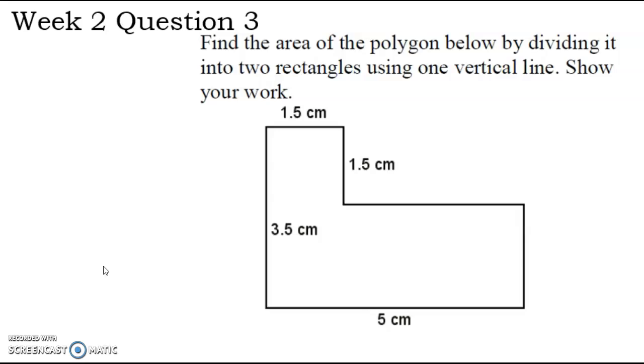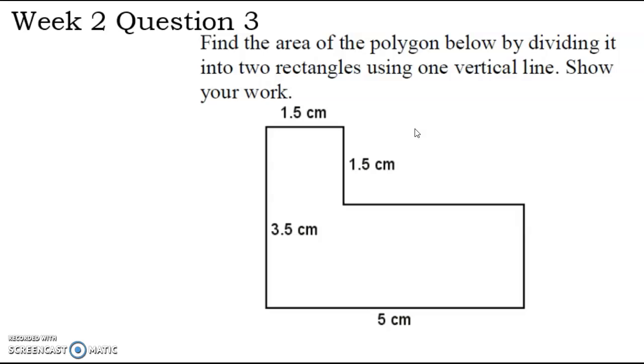Alrighty, so this is week 2, question 3, and we're finding the area of a polygon. It's called a polygon because poly just means many and gon means sides, many sides. That's all it means. This is a little bit weird, but it's okay because there are shapes within it that we do know how to find the area of.